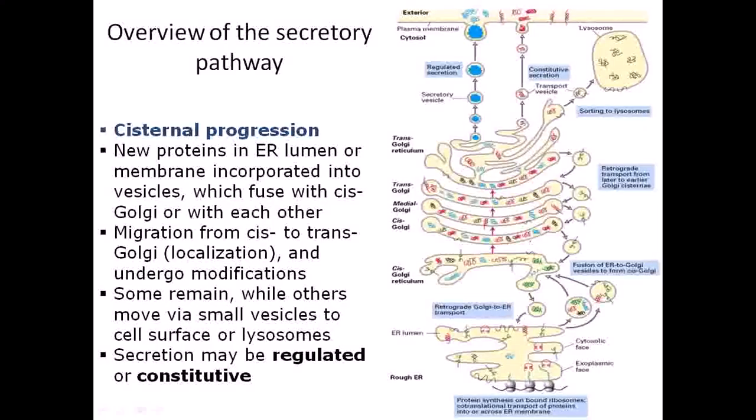Okay, now what we need to know is the overview of the whole secretory pathway and how it actually works. So very basic, guys, for a layman, how this process is done. Now this whole process is called cisternal progression, and the idea is very simple: the proteins are made and injected inside the endoplasmic reticulum, and that endoplasmic reticulum is termed the rough endoplasmic reticulum.